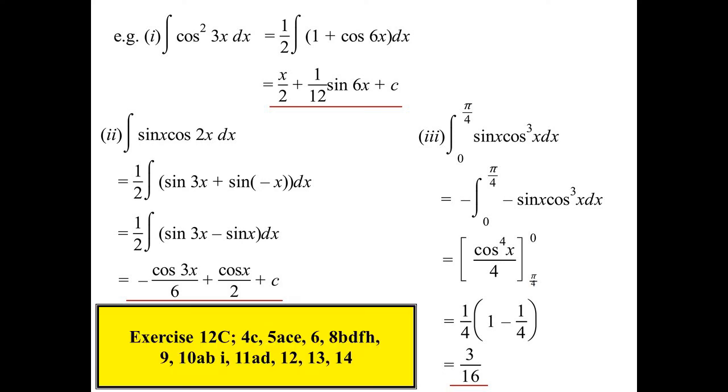Okay, so 12C is a big handful of trig integrals to look at.